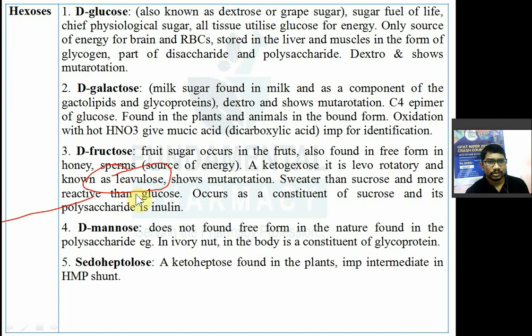So a levorotatory ketohexose, and L-fructose is known as levulose. It also shows mutarotation. It is very sweet, sweeter than sucrose. Sucrose is your cane sugar, sucrose is called cane sugar and table sugar. So what is sweeter than sucrose? Fructose. Fructose is sweeter than sucrose and more reactive than glucose.